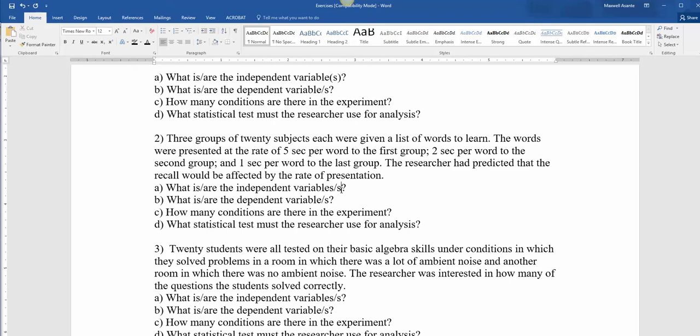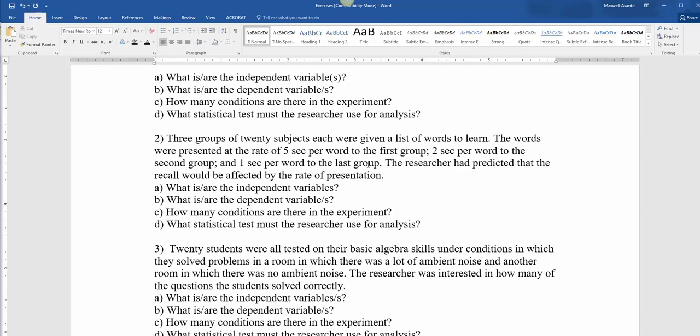So again, we have three groups of individuals. One group was given the words at 5 seconds per word. The second was 2 seconds per word, and the last group 1 second per word. They were all required to memorize so they can be asked to recall as many of the words that were exposed to them. What is or are the independent variables?